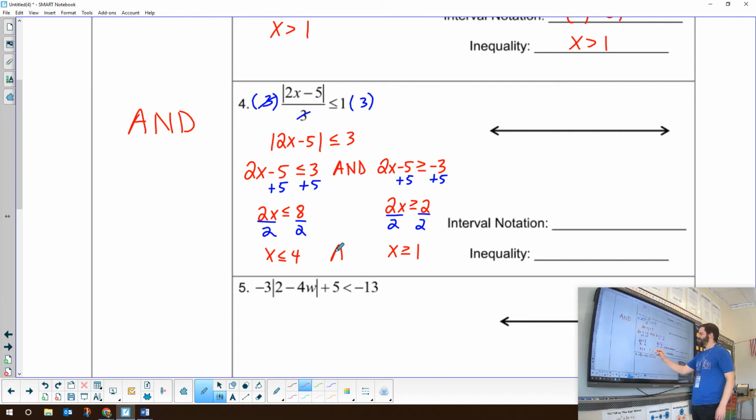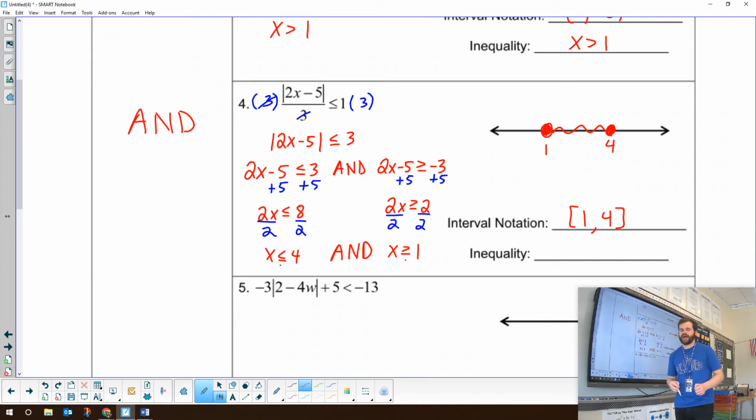Now, remember that this is an and problem, so whenever I go to put these on my graph, we're going to have 1 at 1, 1 at 4. Make sure you do it in the right order. I'm going to fill in this circle and this one because they are equal to. And then I know that my graph is going to come together. That helps me with my interval notation. My interval notation is going to be 1 to 4 with my bracket since it's equal, and then my inequality.